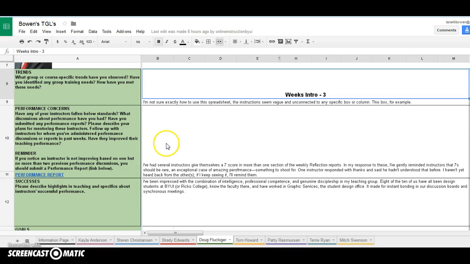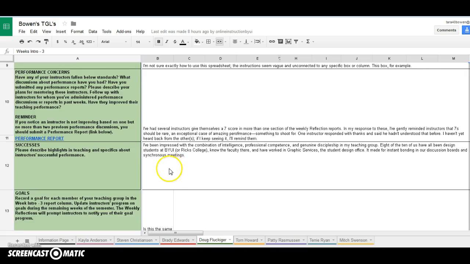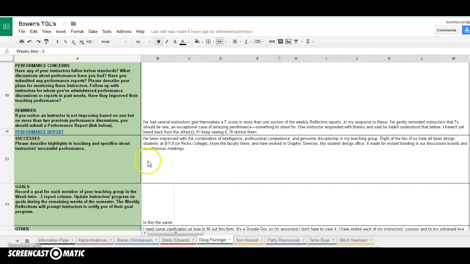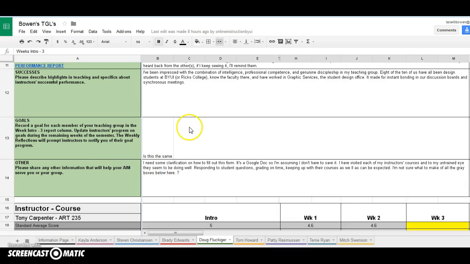Same thing with performance concerns. And it sounds and looks like he's addressing those, so just make sure you're answering those questions right here. Successes are listed right here. You can give specific examples of students, or teachers, that are just rocking. That's always really helpful. Goals. Most of you posted goals for your instructors. Doug, you didn't, but it's okay. I think the students in the home office can fill this in.